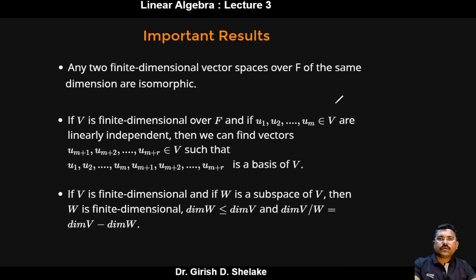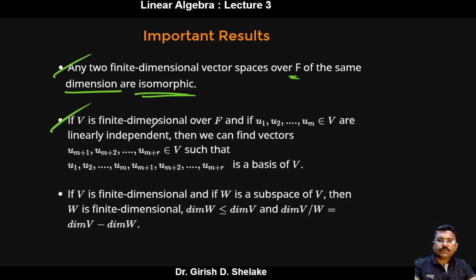Now we consider some important results regarding dimension. The first one says that any two finite dimensional vector spaces over a field F of the same dimension are isomorphic. Because we know that if V is a vector space of dimension n, then it is always isomorphic to Fn. And suppose another vector space U also has dimension n, then it is again isomorphic to Fn, and therefore U and V must be isomorphic to each other.